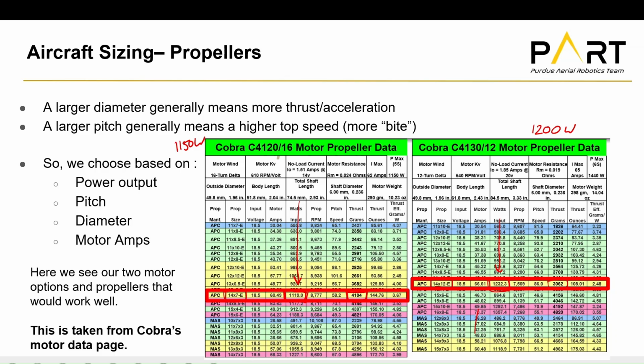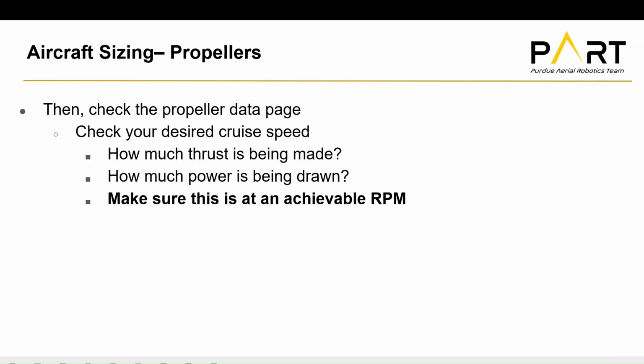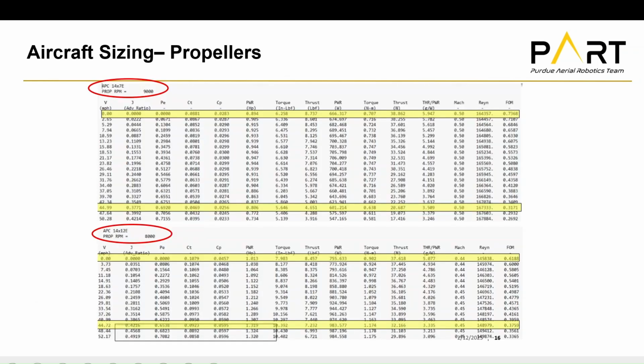So now which one do we go with? Well, you need to look at your propeller data page. You want to look at your cruise speed, how much thrust is being made, how much power is being drawn, and you have to make sure it's at an achievable RPM, okay? So let's look at that. This is for our 14 by 7E, okay? The RPM here is at 9,000, all right?